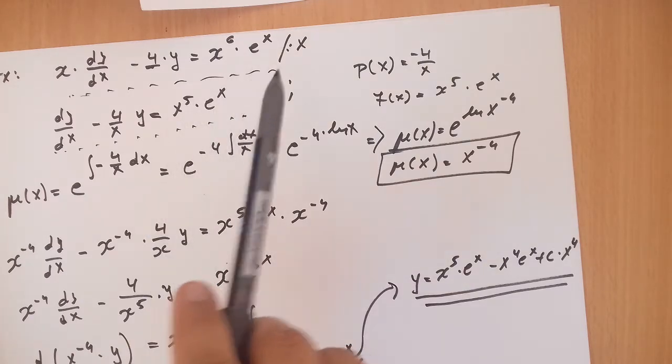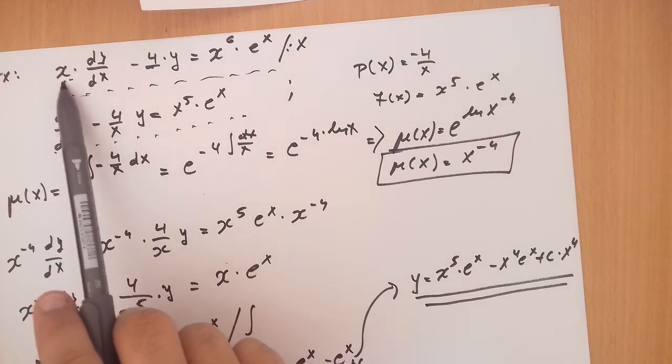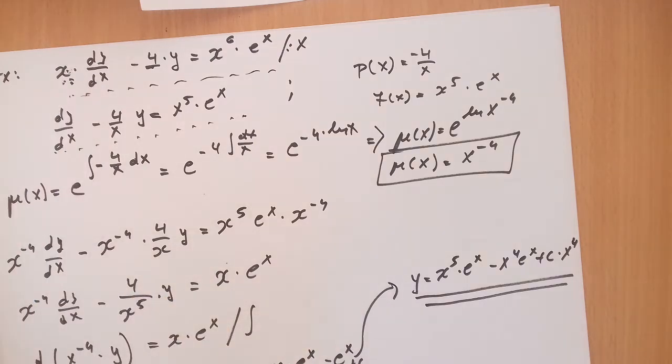Why is this called linear? Because this is the first order of y, so y to the power 1. We have the second order, third order, and n order of differential equations.